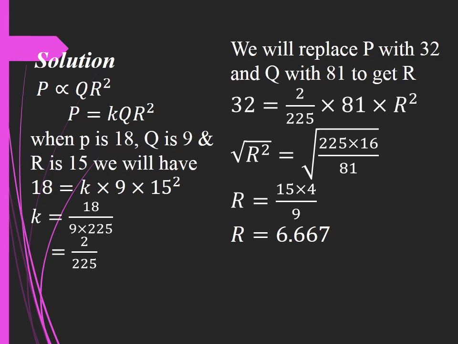Then we are going to replace p with 32 and q with 81 to get r. So we are going to have 32 = 2 over 225 multiplied by 81 multiplied by r squared. r squared = 225 multiplied by 16 over 81, and then we take the square root on both sides. So we are going to get r = 15 times 4 over 9, and that gives us 6.667.